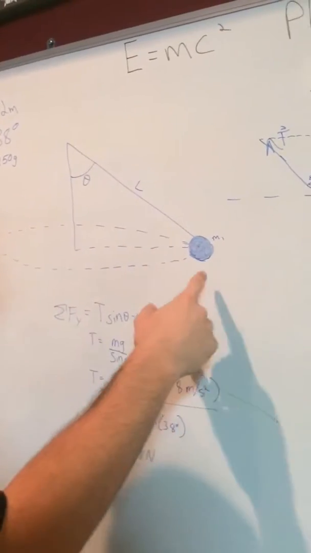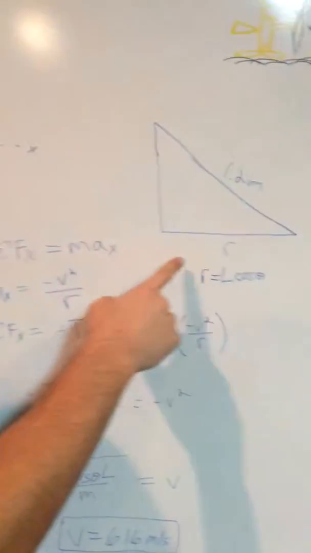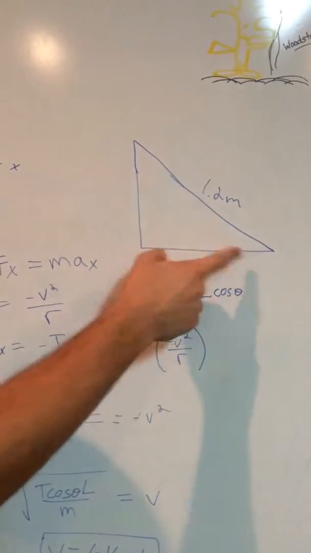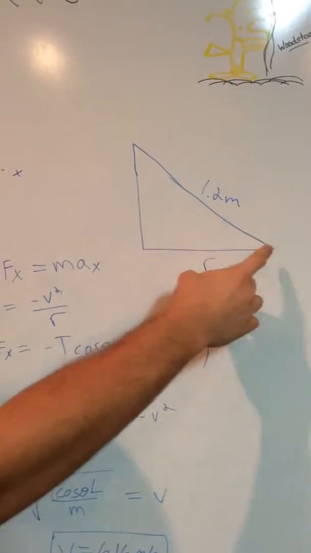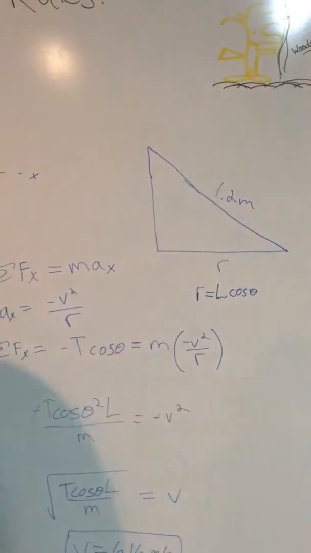Now what we're going to do is find this radius right here, because we'll need to know the radius, how far the ball is away from the center. And we know that by the radius is equal to the length times cosine theta, because it's on the same side, so it's cosine theta.